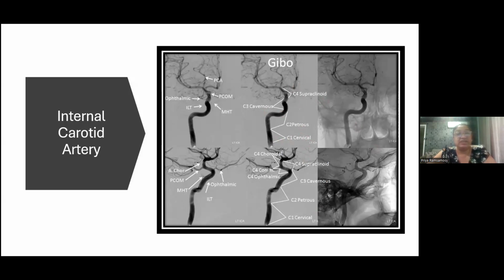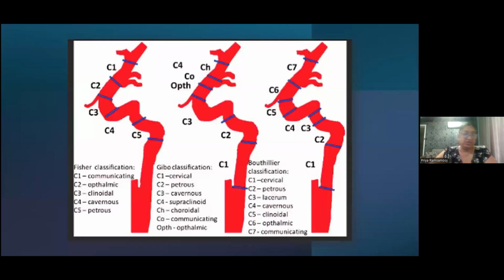But it predates the era of dural rings and clinoid discussions, but it somewhat continues to be in use. This picture puts forward the Fisher classification, the Gable classification, and the Bouthillier classification, which is what we use as standard right now, and which we will describe in detail.